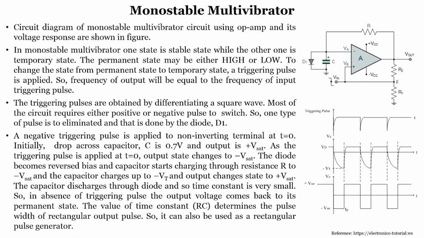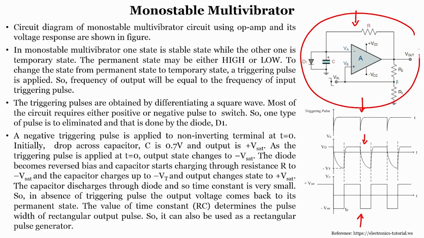Now, let us see how it operates. The monostable multivibrator circuit uses an operational amplifier and its voltage response is shown here. This is the circuit, this is the triggering pulse, and this is the voltage response. Let us see how this particular circuit works. In a monostable multivibrator, one state is stable while the other state is a temporary or quasi stable state. The permanent state may be either high or low.